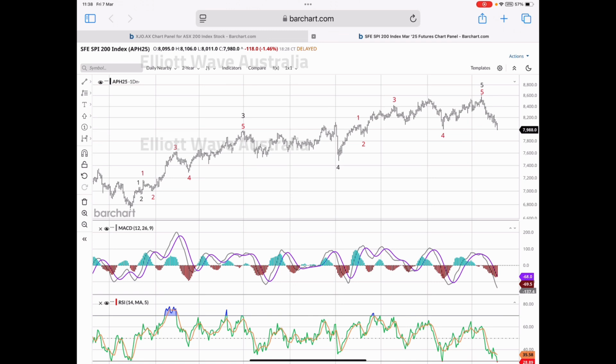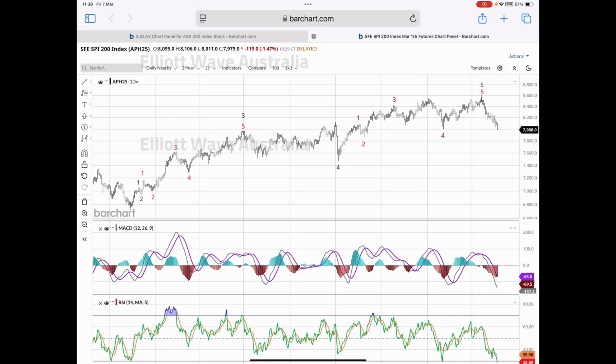The last chart, long-term chart, was the XJO, but sometimes I find when you zoom into the smaller time frames, perhaps daily or intraday, the SPI can be useful because you've got the out of hours action, so you can get additional swings to help get a better count. So at the top of the screen you can see it's the SPI200. This is on bar chart. You can use the APH25.